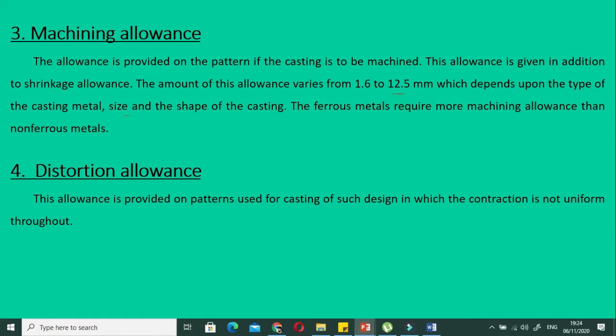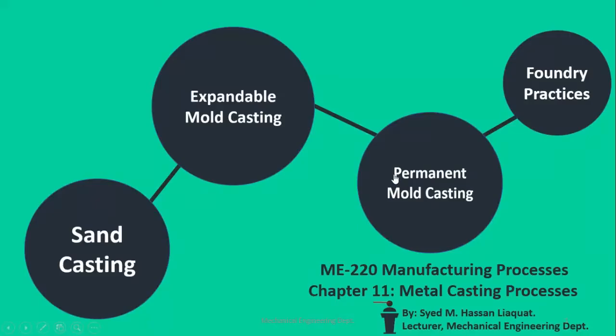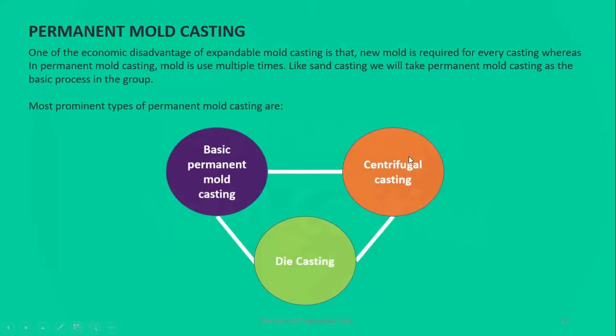Now we'll move towards the permanent mold casting. As we have discussed time and again, one of the economic disadvantages of expandable mold casting is that it requires a new mold every time we cast a product, because we destroy the mold every time. But in the case of permanent mold casting, we can use the mold multiple times. That's why it is economically cheap, and it is mostly used in industries for making several products.